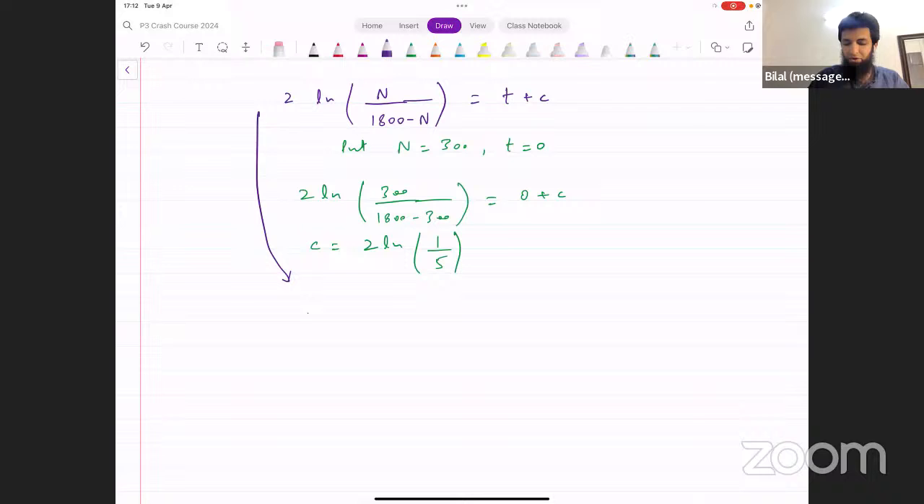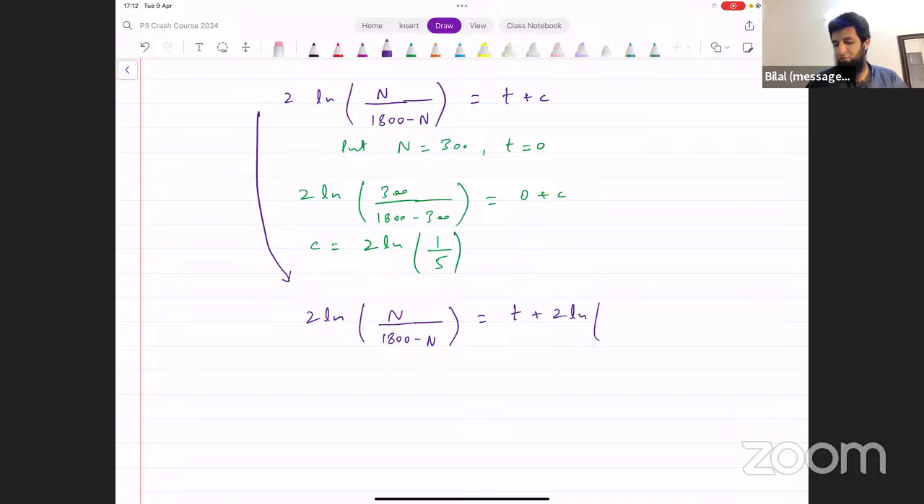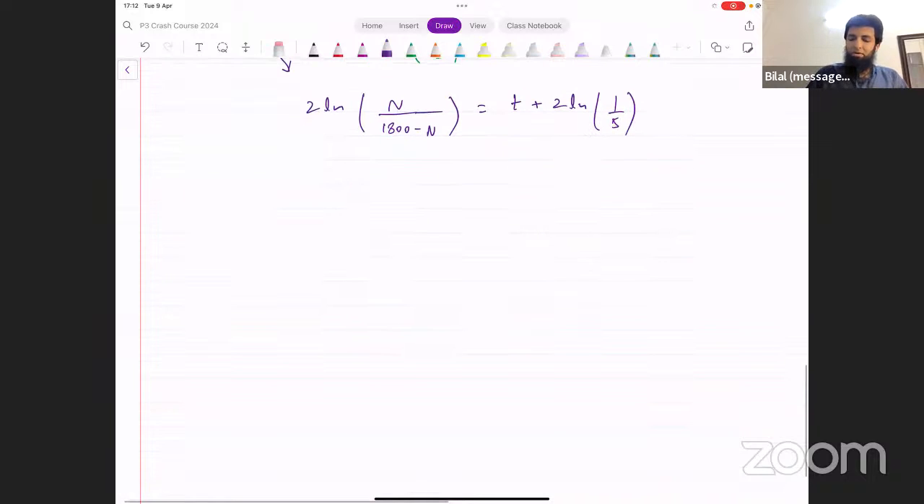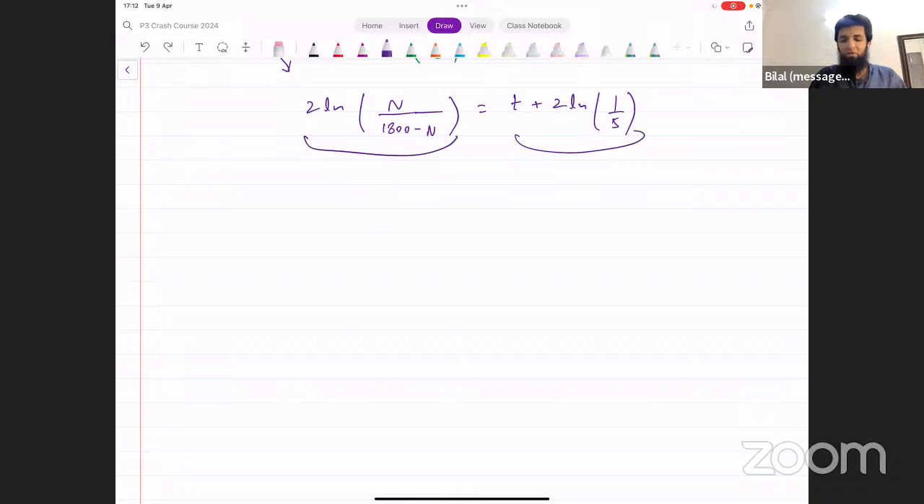Now we have 2 ln of n over 1800 minus n equals t plus 2 ln of 1 over 5. Now you need to convert this to a single ln as well. You've got 2 ln terms here, and you need to convert them to a single ln term. Let's bring that to the left side.